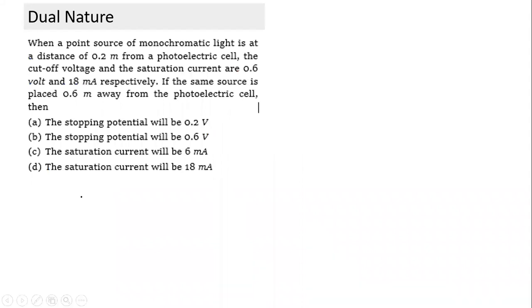Next question. This is again a question which you can solve without putting pen to paper. A simple question.